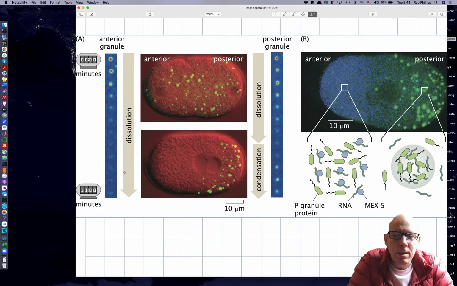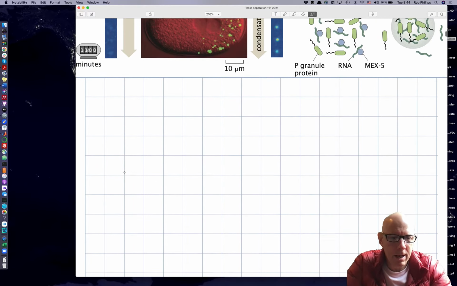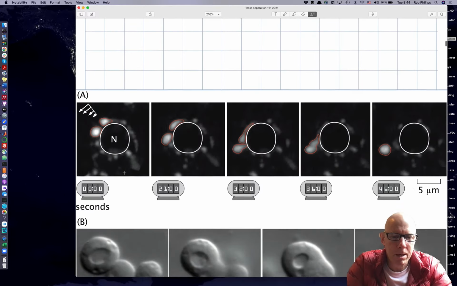So what's shown here is the early embryo of C. elegans. And all that I really want to call your attention to is the existence of these apparent droplets, what are shown in green on the left, and they're actually partitioned between the two sides of the cell. And on the right-hand image, what you see is that these things are somehow an assembly of proteins and RNAs, and I'll maybe come back to that a little bit, but not much.